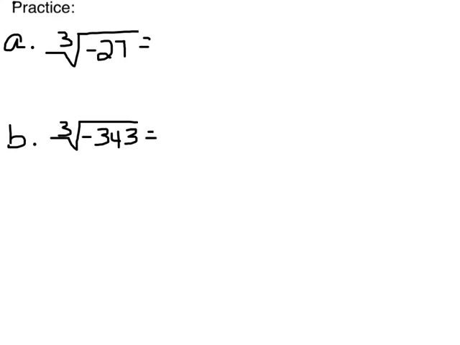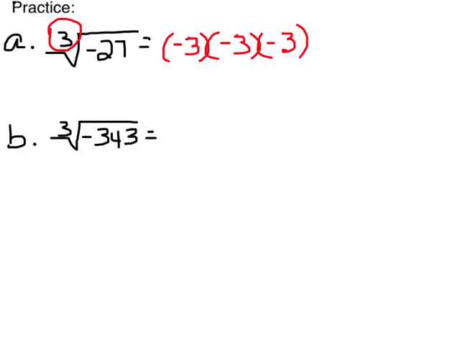So, in A and B, we're dealing with the first part of our lesson, roots of negative numbers. So this, again, we can see this is an odd number. So we can have a negative number. And we know, or you should know, you should have memorized by now, that the cubed root of 27 is 3. So the cubed root of negative 27 is negative 3.